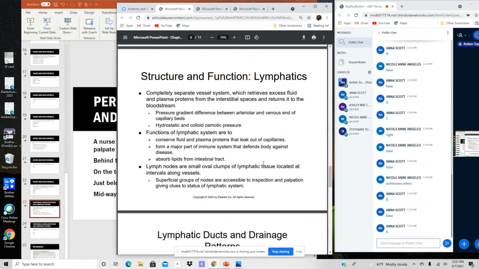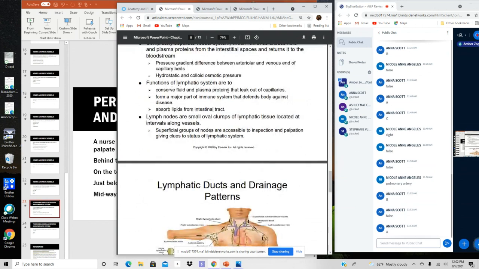Okay, so here it's saying exactly this. It's retrieving excess fluid and plasma proteins from the interstitial spaces and returns it to the bloodstream. There's a pressure gradient difference between the arterial and venous end of the capillary beds, and there's hydrostatic, which is the pressure from water, and colloid osmotic pressure, which is water that is influenced by protein content. That's colloid osmotic pressure.